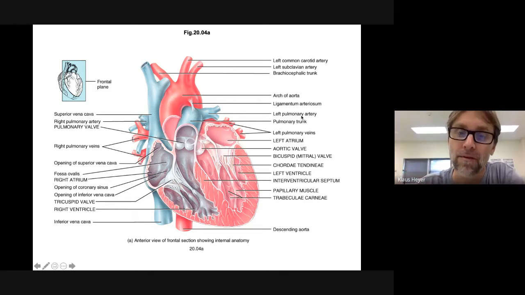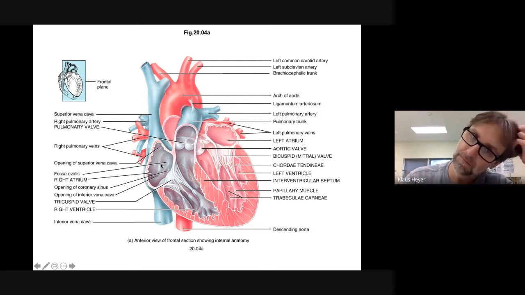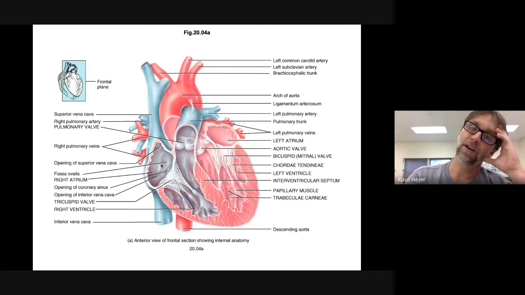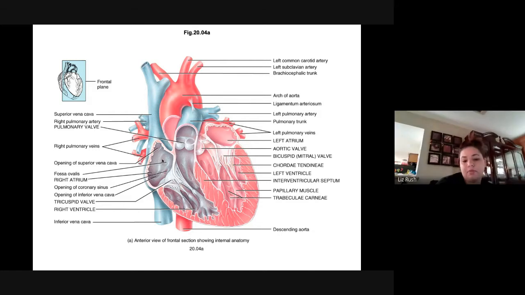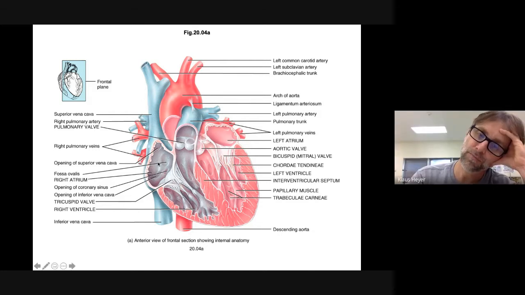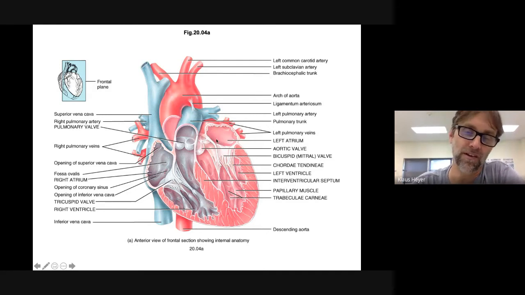What type of blood? Well, we already know. What type of blood is this that's going into the right atrium? It's on the right side. Poor blood. Yeah, it's oxygen-poor blood, deoxygenated blood. And then on the left side, this is oxygenated.